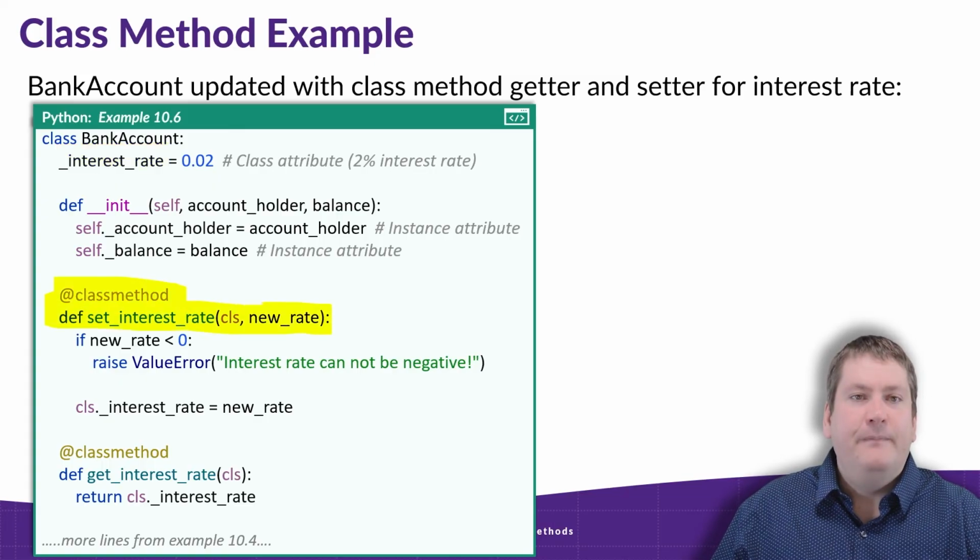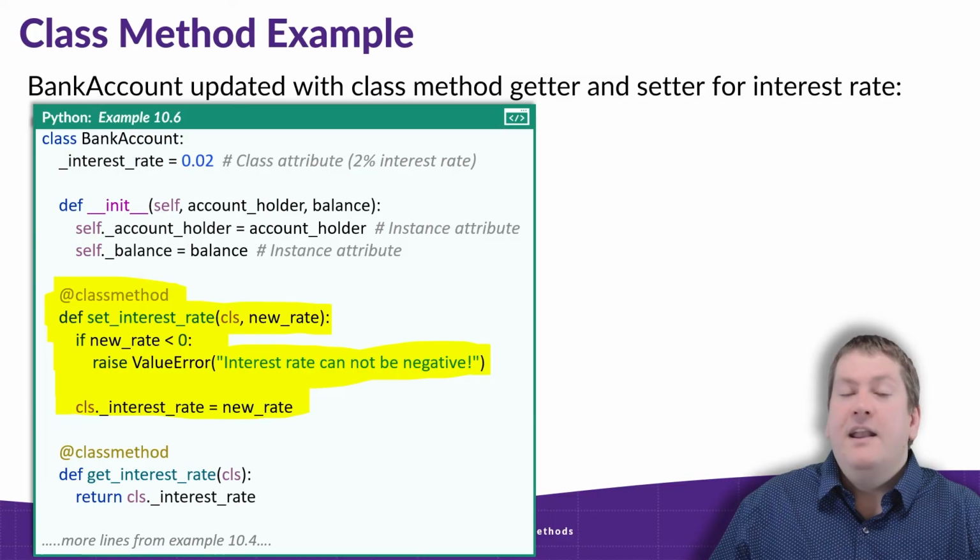to be class methods. Here we have set interest rate, and we're using the decorator class method to let Python know that this is a class method, and we're also providing its CLS parameter first, rather than the self parameter. And what we're doing is we're going to use that CLS parameter, which is the same as the class name, and we're going to use that to manipulate the class attribute. In this case, we do a simple check to make sure it's a valid interest rate, it's not negative, and then we update the class attribute through the CLS parameter, and we set it to new rate. So this has the effect of updating the interest rate for all instances of the BankAccount class.